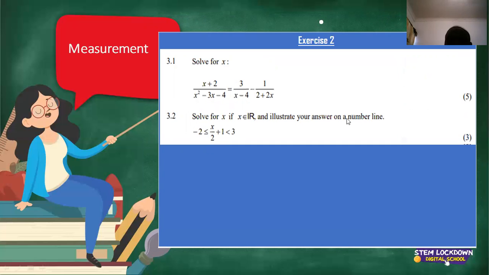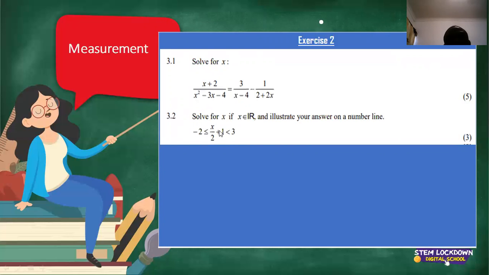It says, solve for x if x is an element of the real numbers, and illustrate your answer on the number line. So we need to solve for x here. If minus 3 is less than or equal to x over 2 plus 1, and that's also less than 3, how do you solve for x here?